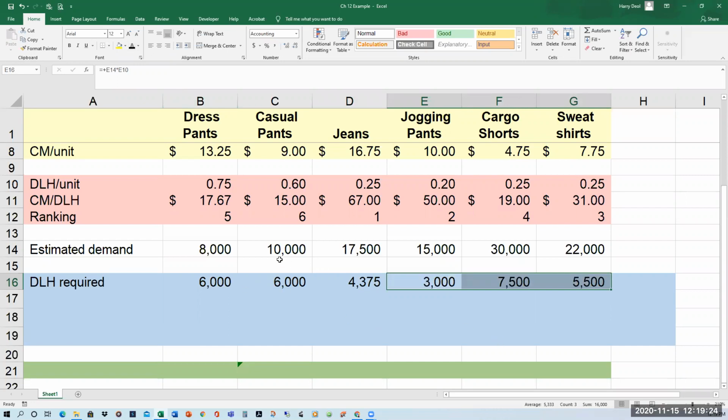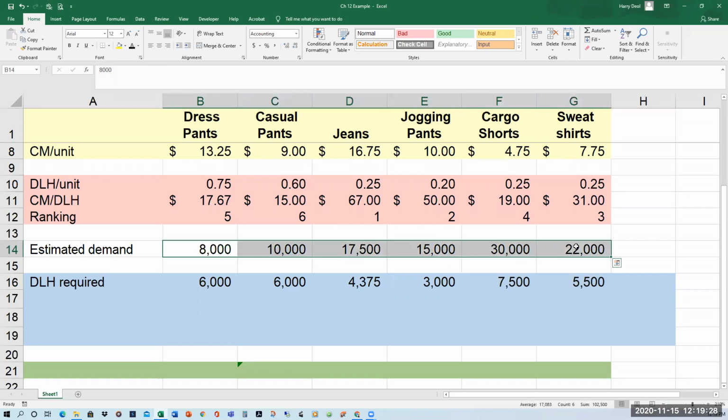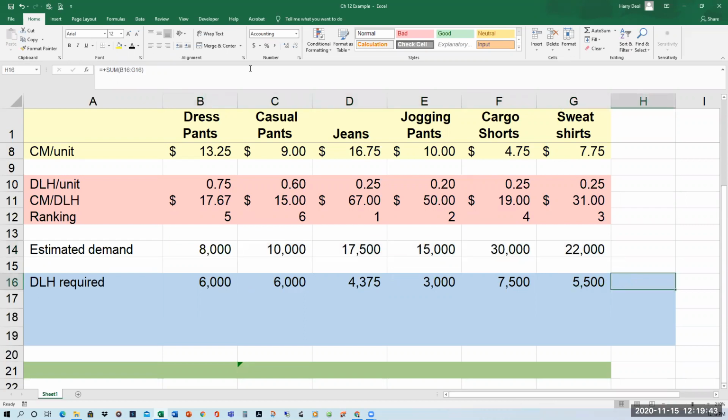Now, if you were to try to make all the units, and this should be our first attempt as a business, as long as the product earns positive contribution margin, you'll try to produce as many as you can sell. However, looking at the number of hours needed, the total number of hours adds up to 32,375. We don't have 32,375 hours, unfortunately. We only have 30,000 hours of labor time available. So we're going to be short by 2,375 hours.